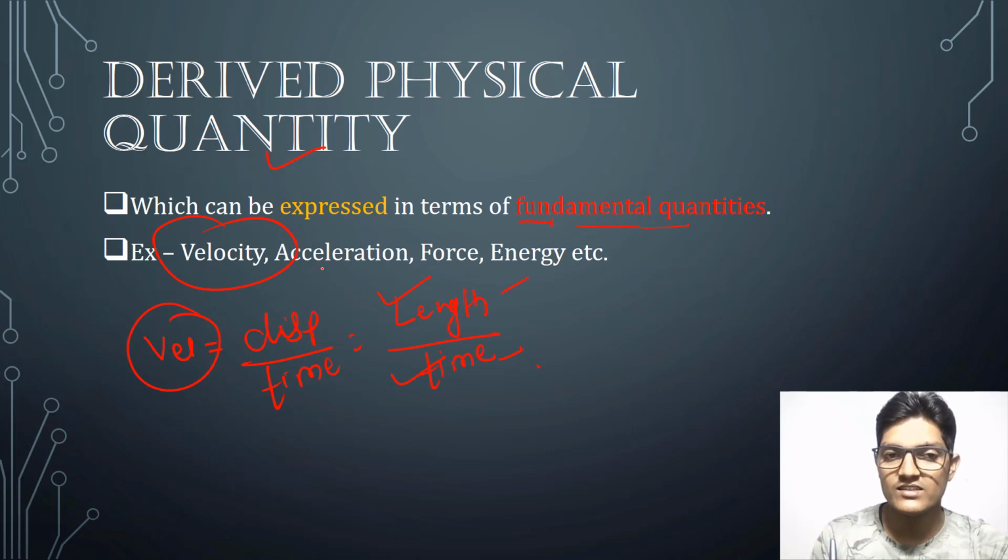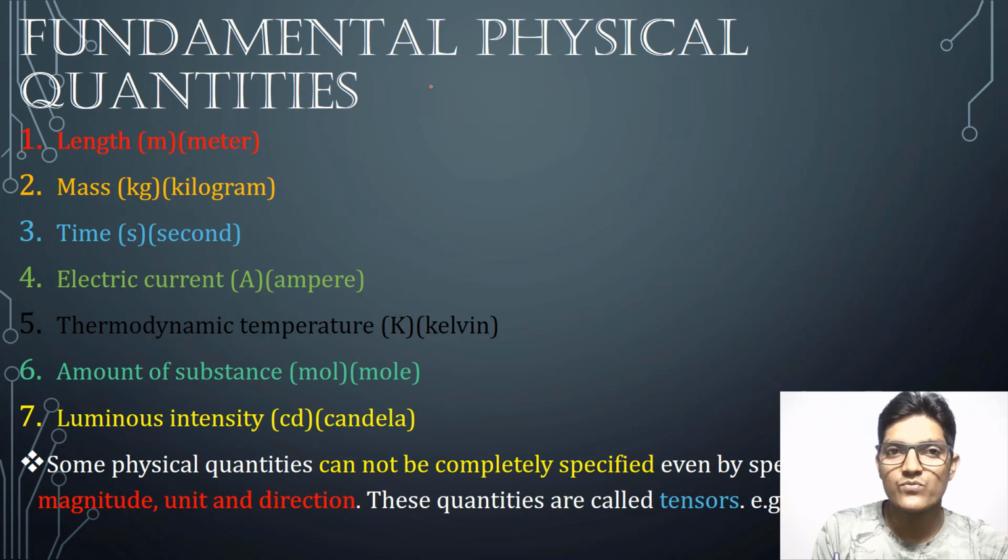Similarly, we can discuss acceleration, force, energy, and a lot of other derived physical quantities that can be expressed in terms of fundamental ones. And we will discuss here our fundamental quantities. So we have seven here.